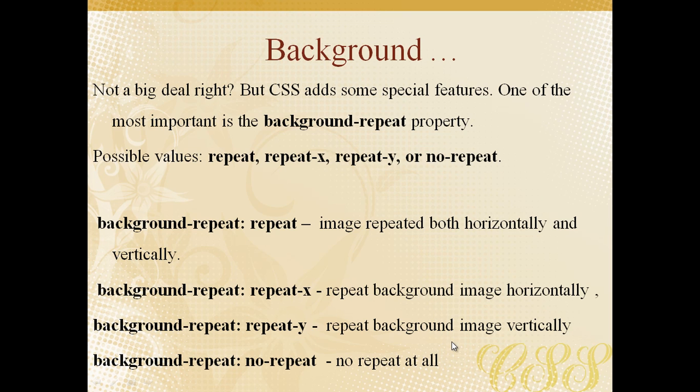Now you may think this is not a big deal, but CSS adds some special features. One of the most important is the background-repeat property. The possible values for this property are repeat, repeat-x, repeat-y, or no-repeat. That is background-repeat colon repeat. The image is repeated both horizontally and vertically. But if you give the value as repeat-x, then the background image will be repeated horizontally. Repeat-y will repeat the background image vertically. If you don't want to repeat any image, then you can say no-repeat.